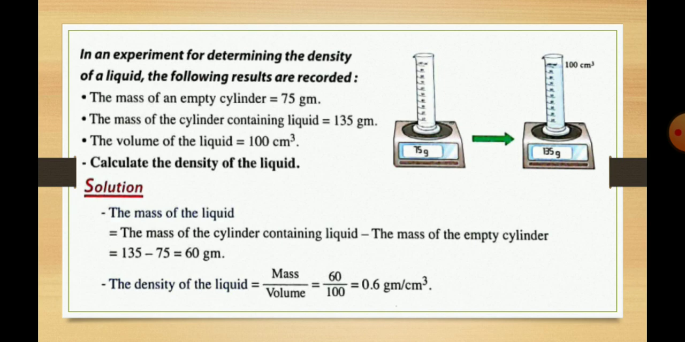First, the mass of liquid equals the mass of the cylinder containing liquid minus the mass of the empty cylinder, because we want the mass of liquid without the cylinder. So it's 135 minus 75 equals 60 gram. And what about the density? Density of liquid equals mass of liquid over volume of liquid equals 60 over 100 equals 0.6 gram per cubic centimeter.